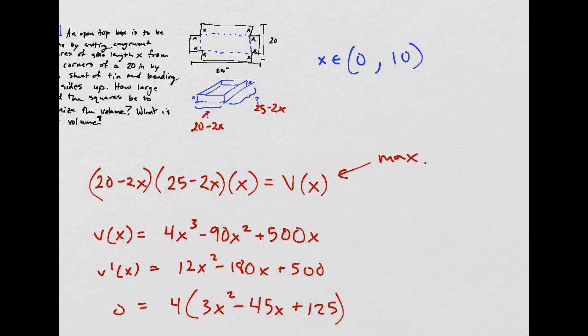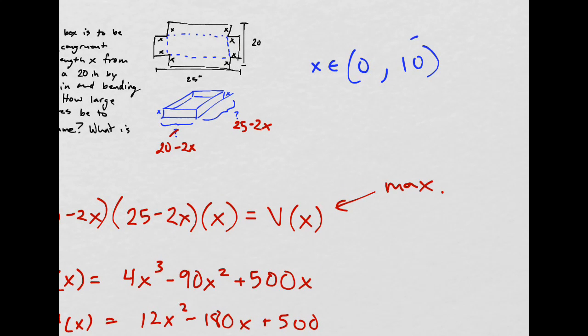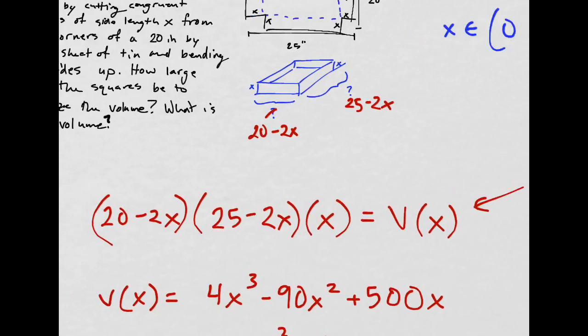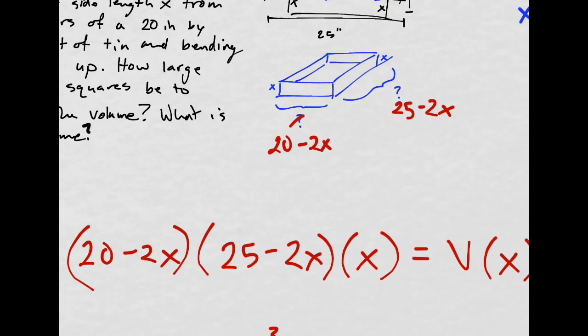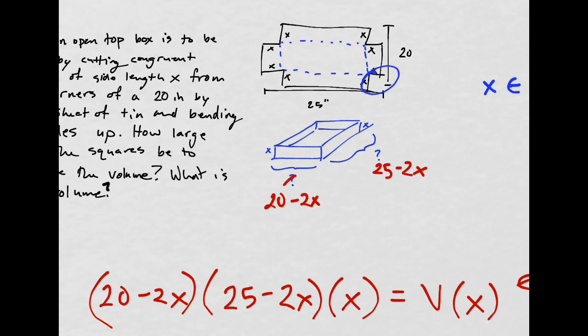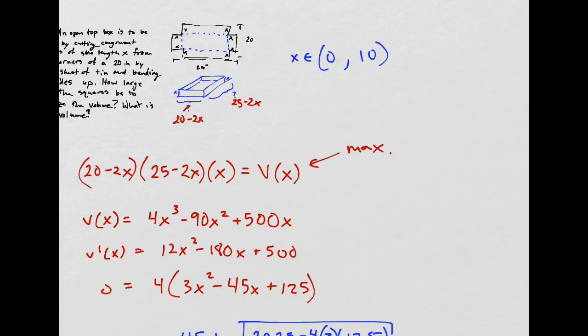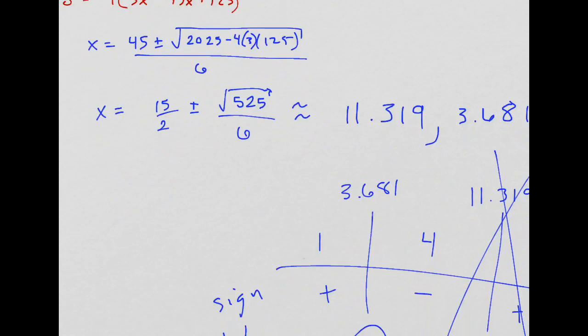But again, I can't include 0 because I wouldn't have a box, and I can't include 10 because I would have a side length of 0. Wait a minute, could I plug in 0? Oh no, I wouldn't. I can't have 0 because if I didn't cut anything out, I have nothing to fold up. So that doesn't make sense. So yeah, I can't have 0. I can't have 10. Hopefully that makes sense.